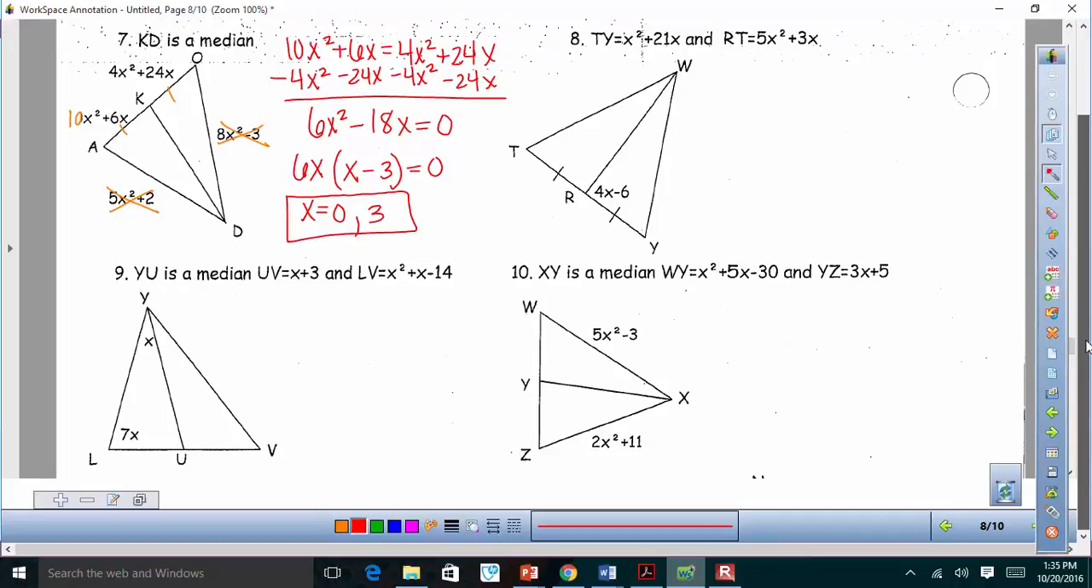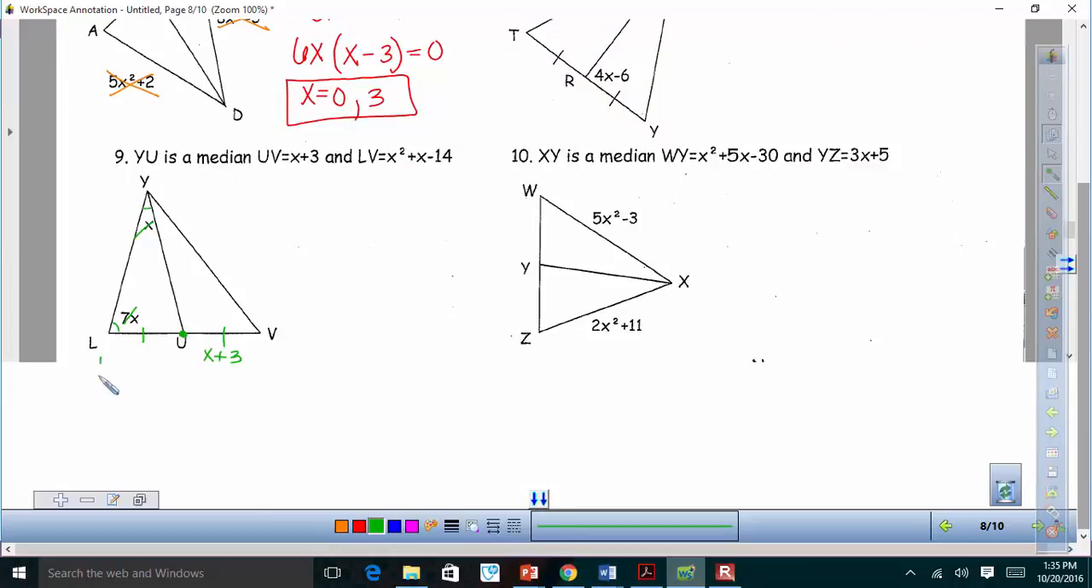Let's try number 9 then. Number 9 tells me that YU is a median. So if YU is the median, what 2 things are equal? LU and UV. So am I going to be using this x or the 7x that is in here for these angles? Nope, they're distractors. Ignore those. Okay? So it tells me that UV, this piece right here, is x plus 3. And then it tells me that LV, this whole length, is x squared plus x minus 14.